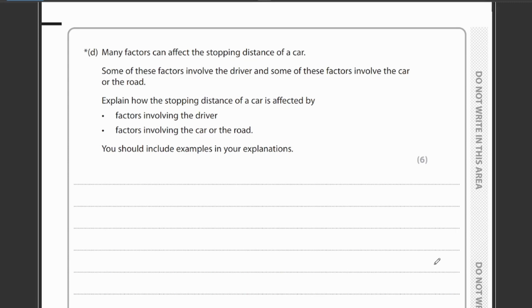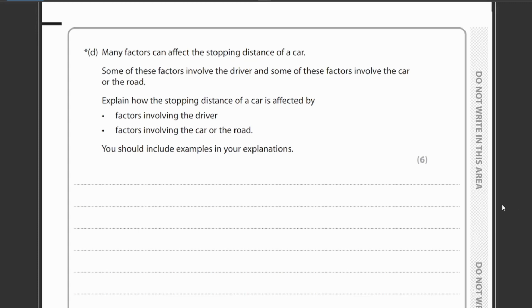Many factors can affect the stopping distance of a car. Some of these factors involve the driver and some of these factors involve the road. Explain how the stopping distance of a car is affected by factors involving the driver and then factors involving the car. You should include examples in your explanation.